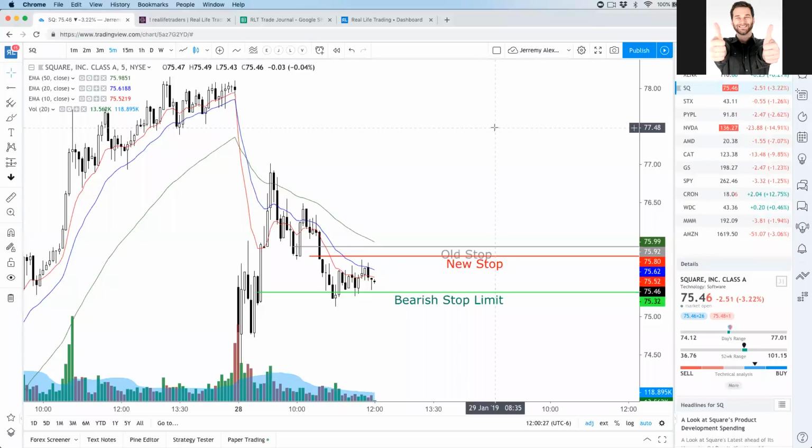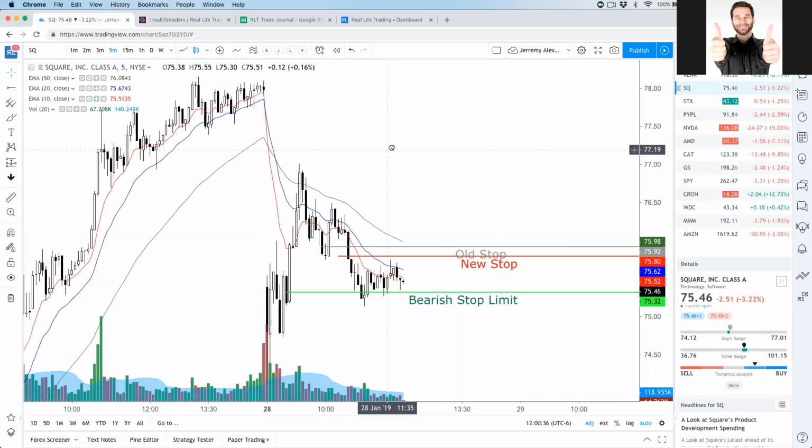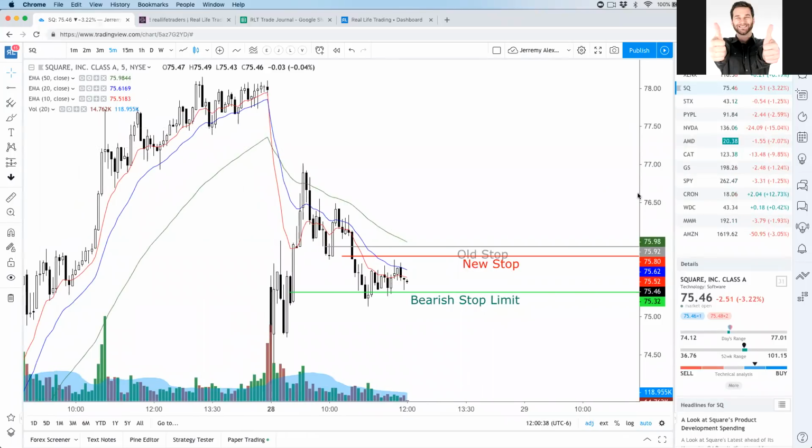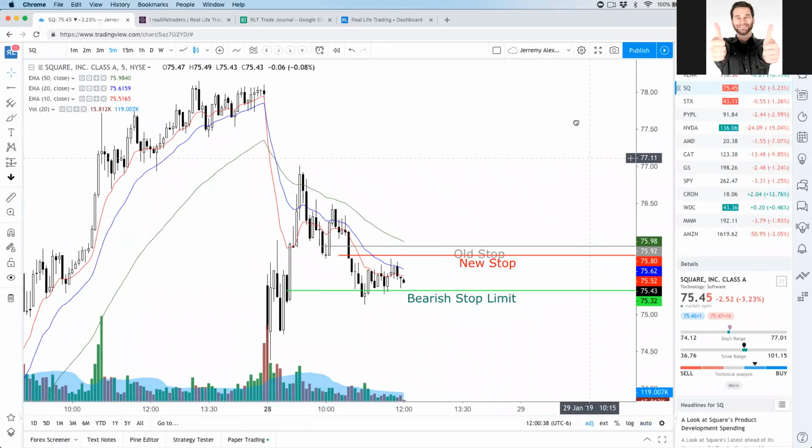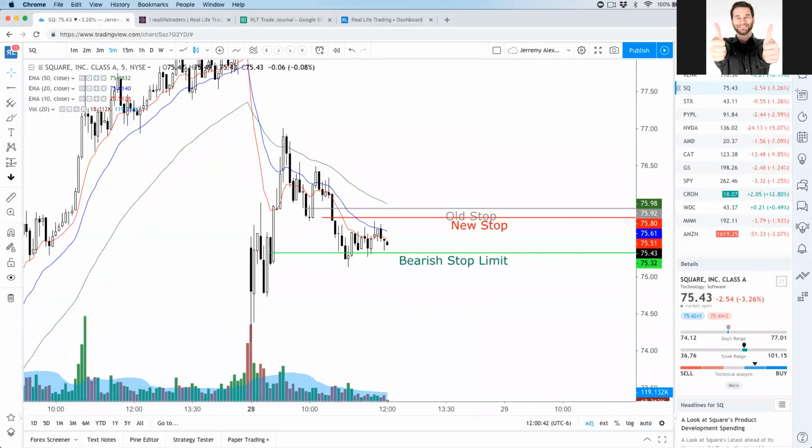New recording, beautiful, because I want to talk about one of my favorite setups that NVIDIA just did. And I actually do like Square, so we're still in Square. We've lowered the stop so that we can lose small on the trade. I like this little lower shadow that came in.